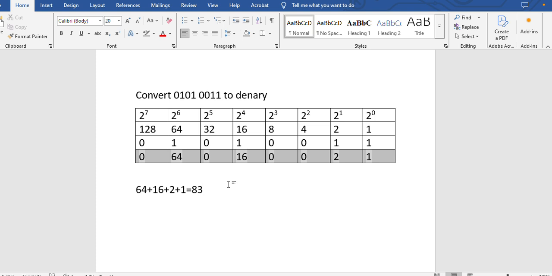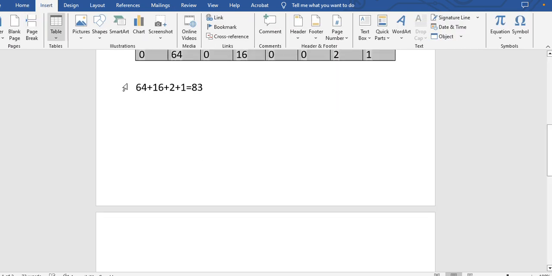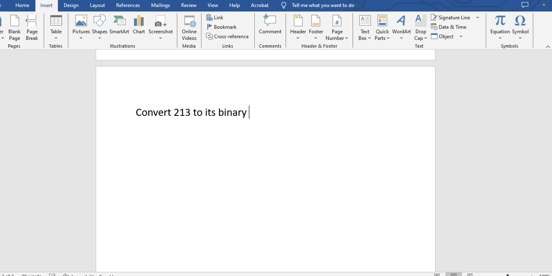Now let's do one for converting from denary to binary, the opposite of what we've done. Let me add another blank page here so that we can work. So we want to convert 213 to its binary equivalent.